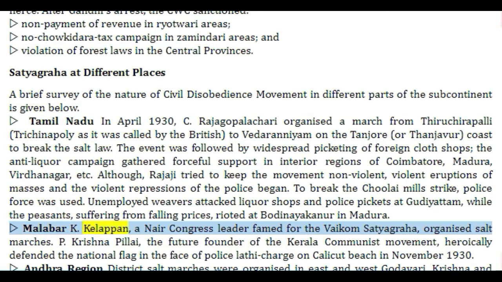Malabar: K. Kelappan, a Nayar Congress leader famed for the Vaikom Satyagraha, organized salt marches. P. Krishna Pillai, the future founder of the Kerala Communist Movement, heroically defended the national flag in the face of police lathi charge on Calicut Beach in November 1930.